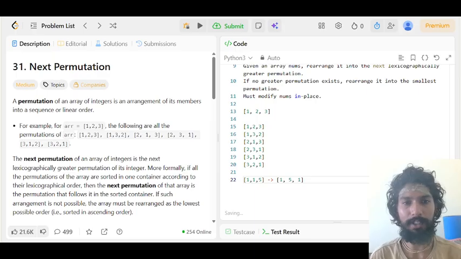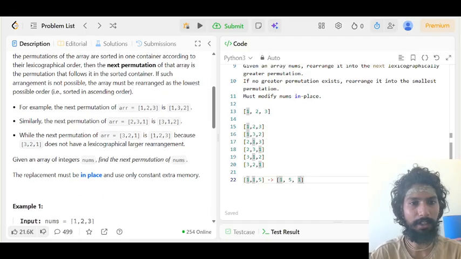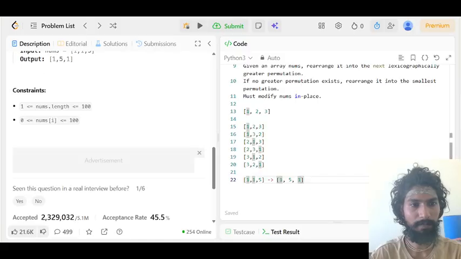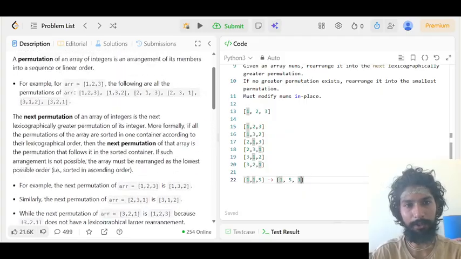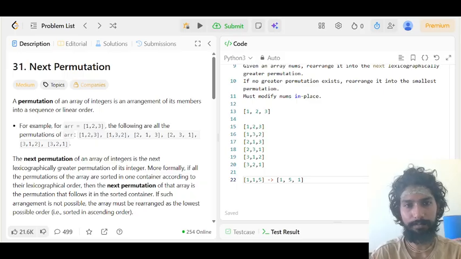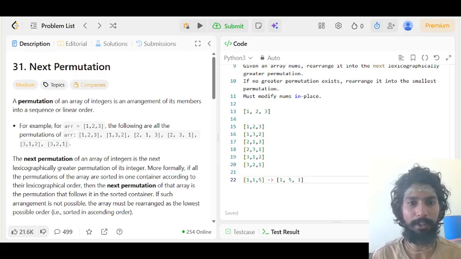So the first easy solution is generate all permutations, sort them, find the current one, and return the next one. But this is not practical. If the array length is n, the number of permutations can be n factorial. And see, the array length can go till 100. So 100 factorial is a very huge number. So brute force is completely impossible. Also, the problem clearly asks us to do it in place with constant extra memory. So we need a smarter pattern-based approach.